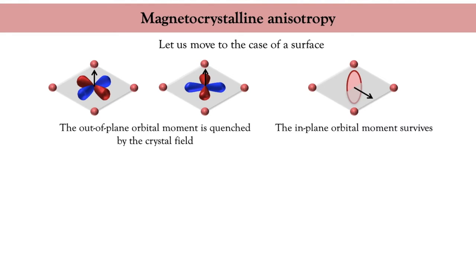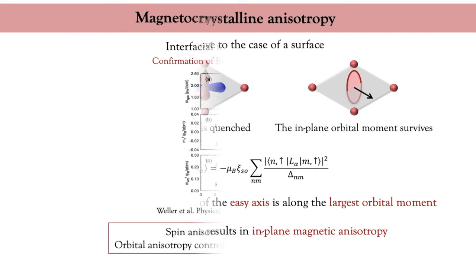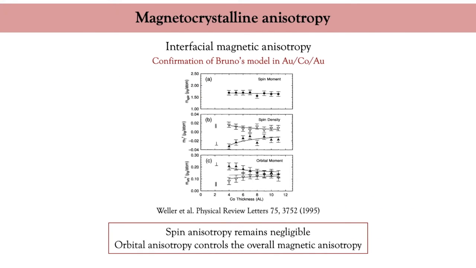You directly see that because the orbital moment out of plane is different from the orbital moment in the plane, I expect magnetocrystalline anisotropy. In the example shown here, the magnetization prefers to point in the plane because the orbital moment in the plane is larger. The magnetocrystalline anisotropy is expected to be much larger at interfaces and surfaces because the energy difference between in-plane and out-of-plane orbitals is much more pronounced. And this is what is observed experimentally.